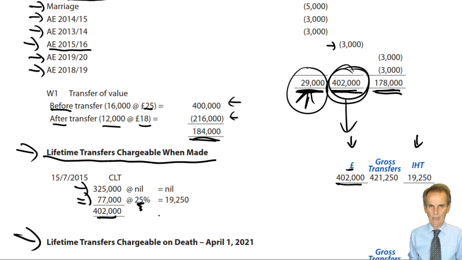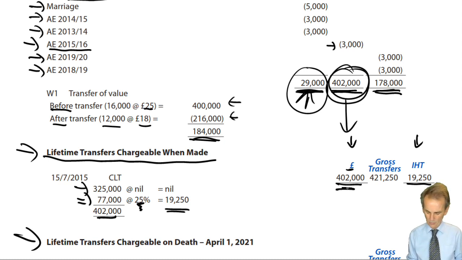Why? It's a net transfer. Why is it a net transfer, demanding the net rate of 25% to be applied to this figure rather than the gross rate of 20%? It is because the donor, Joe, paid the tax thereon. So 25% of that, hopefully 19,250, that goes into your IHT column.